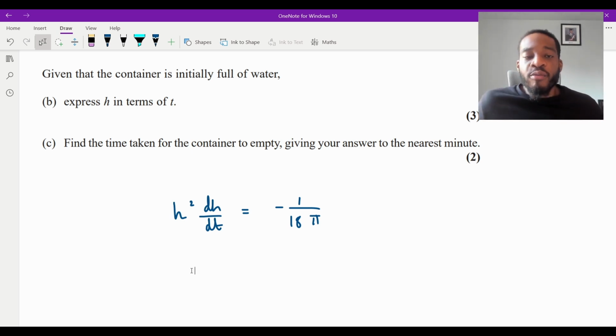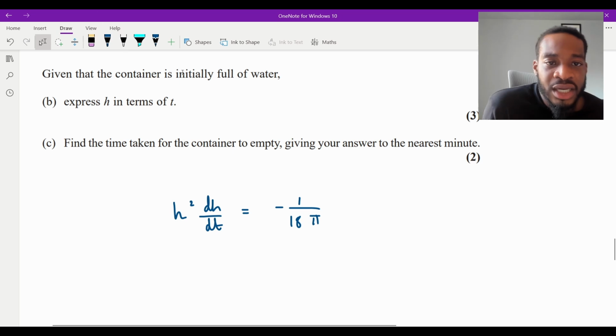We do that by separating variables. Now, remember, when you solve it, you get a general solution. And then with initial conditions, you get a particular solution. Now, there isn't anything explicit here, but it does say, given that the container is initially full of water. So initially means at the start, that's t equals 0.